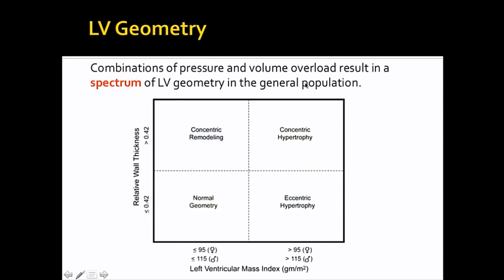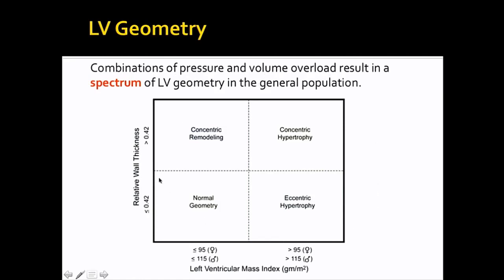This is a description of LV geometry based on normal versus abnormal mass and normal versus abnormal relative wall thickness. You'll have the normal geometry here, where the relative wall thickness is below 0.42 and the mass is normal. You have people who have normal mass but elevated relative wall thickness. This leads to something called concentric remodeling, sort of a pre-hypertrophy state. And then in terms of the hypertrophies, where mass is elevated, you have concentric hypertrophy with elevated relative wall thickness and eccentric hypertrophy with normal relative wall thickness. So that is something that you should keep in mind.